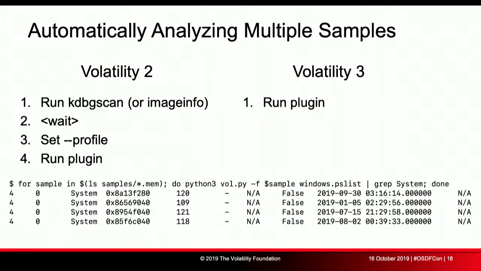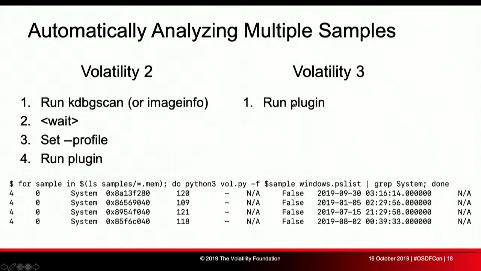People go to the client, they get memory samples, they bring them back to the analyst team, because what you have to do in Volatility 2 is you don't know the profile. So you have to run kdbgscan, or if you want, you can run imageinfo. You then wait a while, anywhere from 1 minute to many minutes, for it to give you the profile name. You then set --profile on the command line, and then you can run whatever plugins you want. So you would have to do this for every memory sample that you had as part of your investigation.